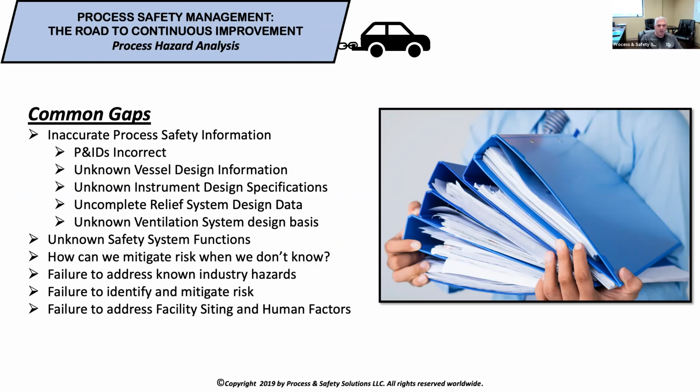The last part is the human factors. A lot of times we'll see in a PHA where human factors are considered just those things that people do by error or mistake. For example, they don't open a valve or close a valve by mistake, etc. Those really aren't the human factors that we're actually looking for in the PHA.